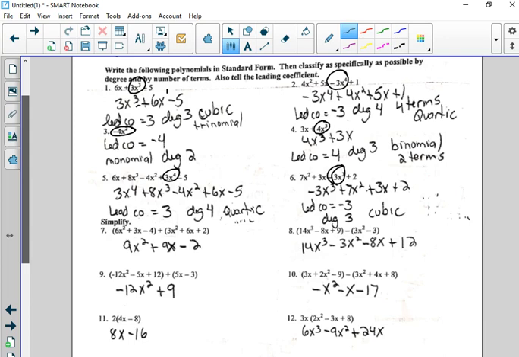And then you got, in other words, cubic, quartic, quadratic, and so forth. And number of terms, you just count how many terms are separated by plus and minus signs.